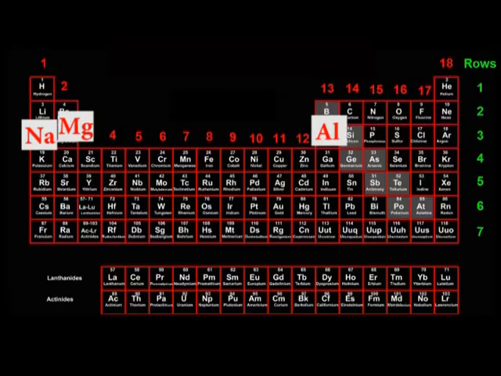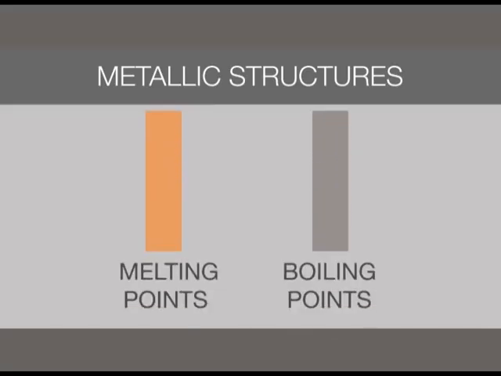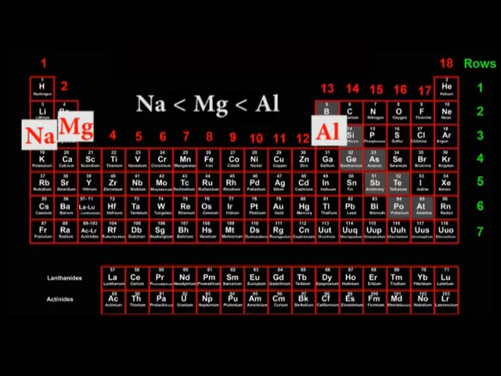Sodium, magnesium, and aluminium have giant metallic structures. They have strong metallic bonds. These bonds require a lot of energy to break, and hence the high melting and boiling points. Aluminium contributes 3 electrons to the metallic lattice, whereas sodium contributes only 1. Also, due to the small size of the aluminium atom, the packing of the atoms is close, and therefore the metallic bonds in aluminium are stronger than in sodium and magnesium, and hence the higher melting and boiling points of aluminium.